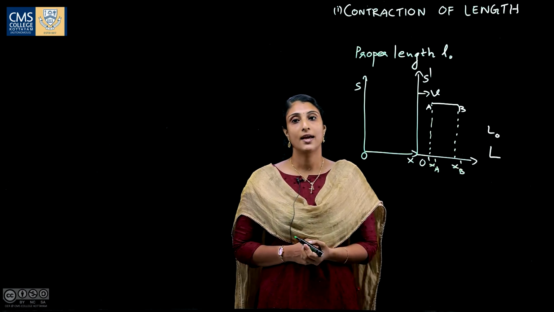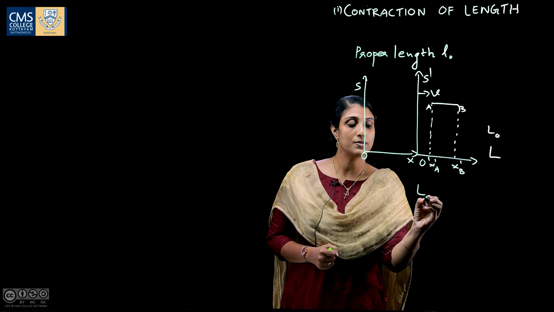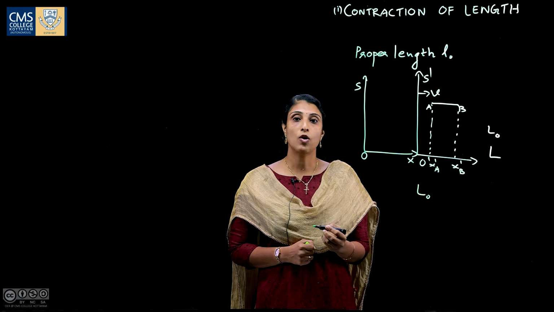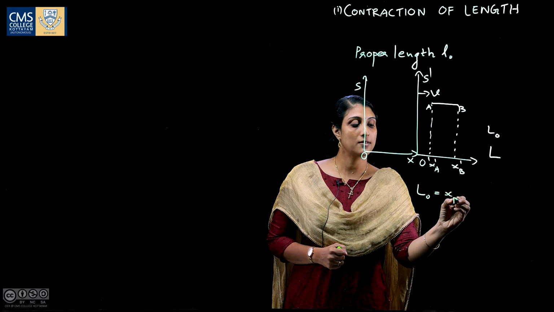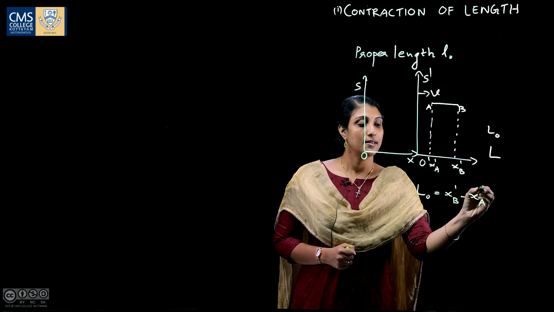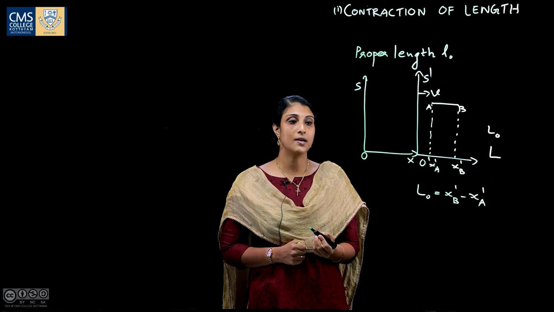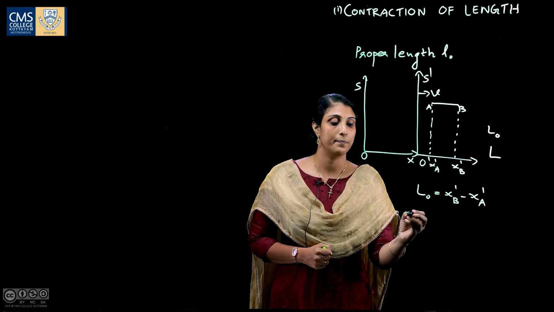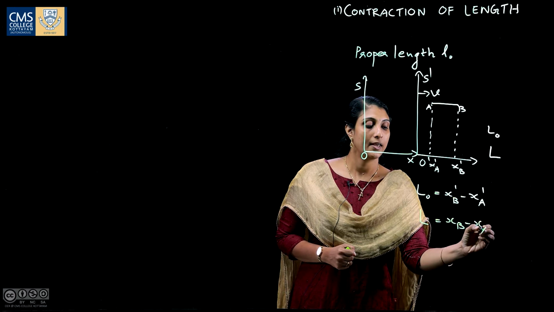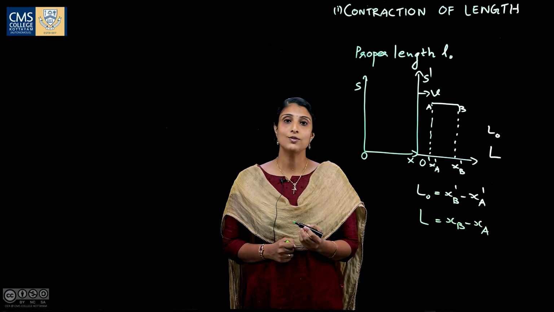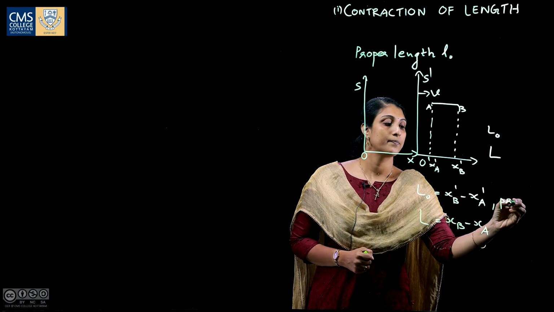For the observer O dash, let the position coordinates of the ends A and B be marked as x A dash and x B dash. So, the length of the rod measured by the observer O dash, since the rod is fixed in the S dash frame, is L0 equals x B dash minus x A dash, and the length of the rod measured by the observer O in S frame, that is the relative length, is L equals xb minus xa. Now, we have to obtain the relation connecting the proper length and the relative length.